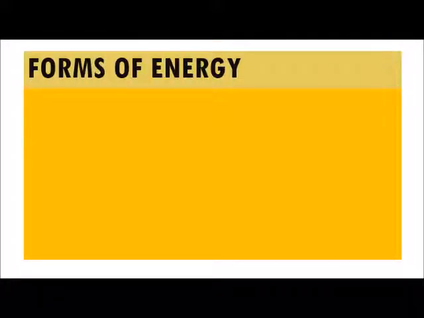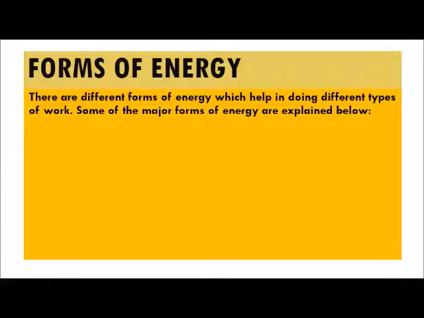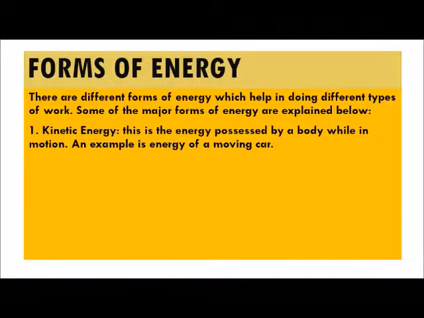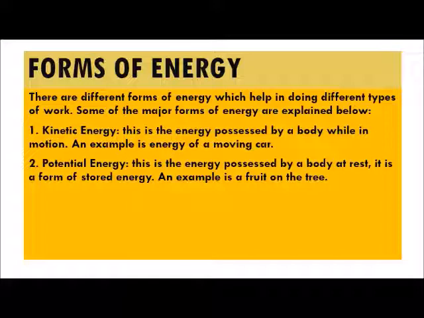Forms of energy. There are different forms of energy which help in doing different types of work. Some of the major forms of energy are explained below. 1. Kinetic energy. This is the energy possessed by a body while in motion. An example is energy of a moving car. 2. Potential energy. This is the energy possessed by a body at rest. It is a form of energy that is stored. An example is a fruit that is on a tree.